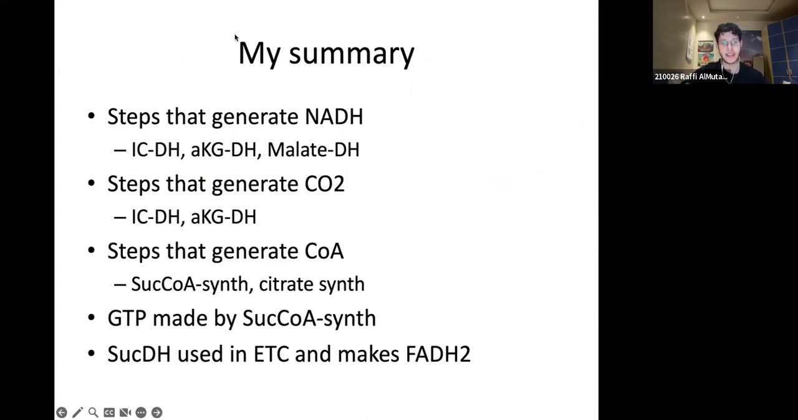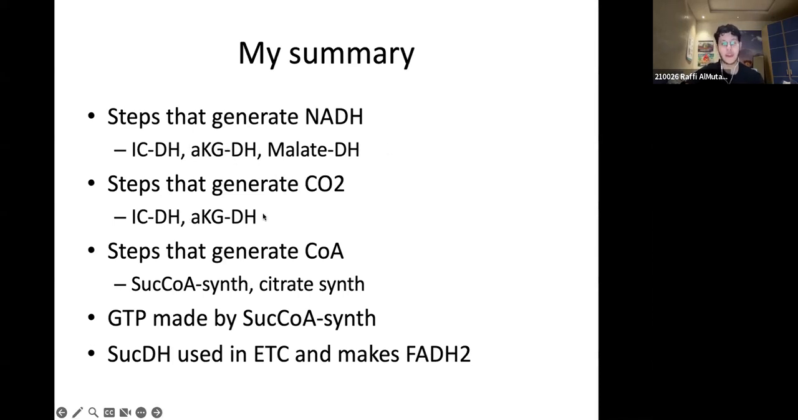So the steps that make NADH, because again, these are important. I'm talking about the ones in the cycle only, not including the pyruvate dehydrogenase step. The steps that generate NADH are isocitrate dehydrogenase, alpha-ketoglutarate dehydrogenase, and malate dehydrogenase. The step that makes the other electron carrier is succinate dehydrogenase. It makes FADH2.